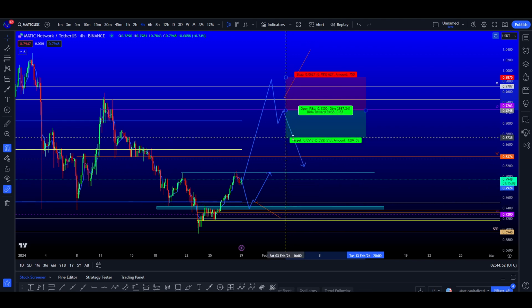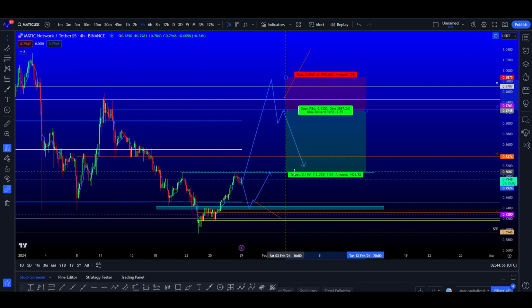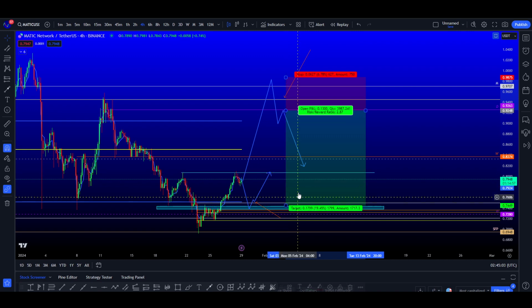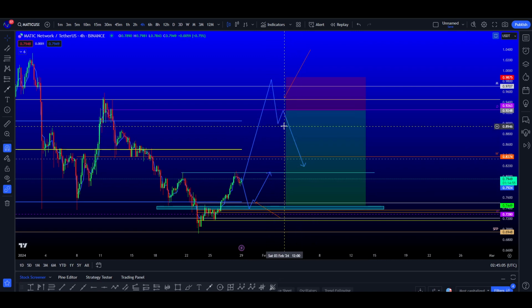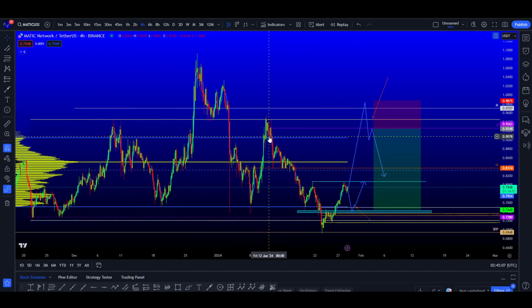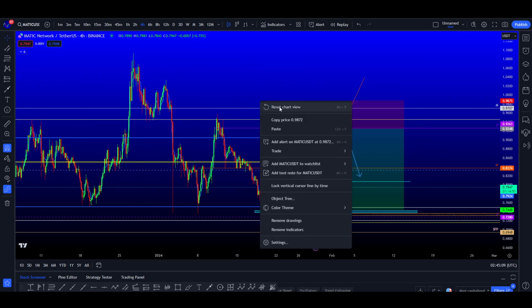And then your take profits would be as follows. You have your point of control. This could be a take profit as well. The previous resistance flipped to support. And then you're targeting the value area low way below. All right. So yeah, that's pretty much my take on MATIC.